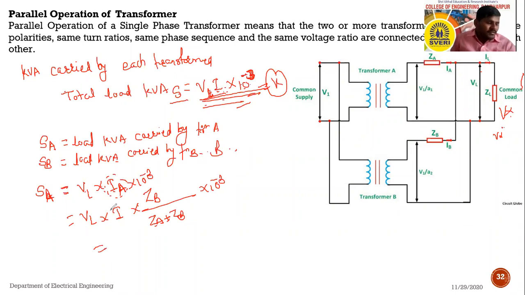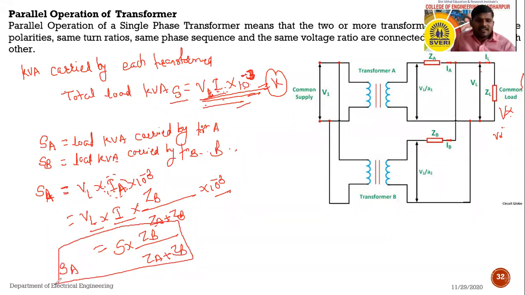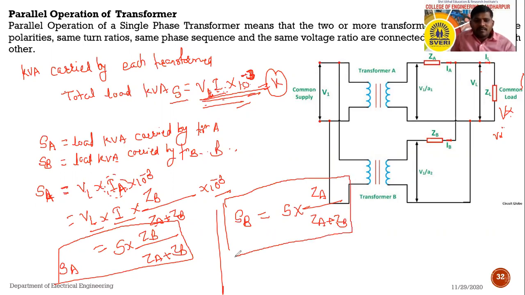Okay. See, what is VL into I into 10^-3? It means the total load kVA, that is S. So S into ZB divided by ZA plus ZB. So this is the load kVA carried by transformer A. Similarly, the load kVA carried by transformer B is equal to, I will write directly, S into ZA divided by ZA plus ZB. So this is the load kVA carried by transformer B, right?